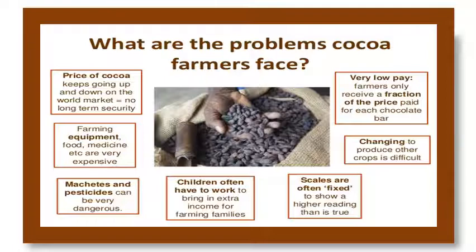Child labor is a big problem in cocoa cultivation. Children often have to work to bring in extra income for farming families. Farmers get very low payments. They get the payments in fractions. Changing to produce other crops is also difficult. So these are some problems that the cocoa farmers face.